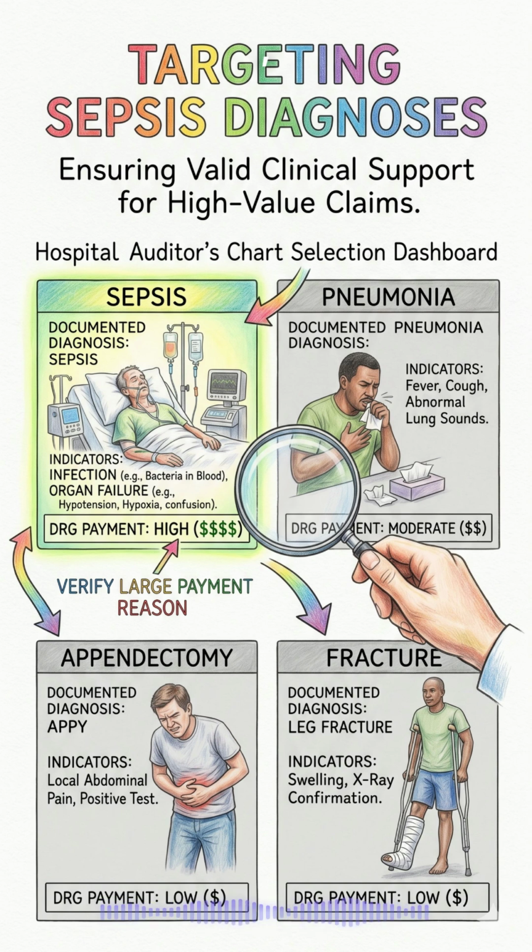40. Why do insurance auditors frequently target sepsis diagnoses during their regular hospital medical chart reviews? Sepsis pays a lot of extra money, so auditors want to make sure the diagnosis is real. Clinical validation is required to prove the patient was actually sick enough to have true sepsis.